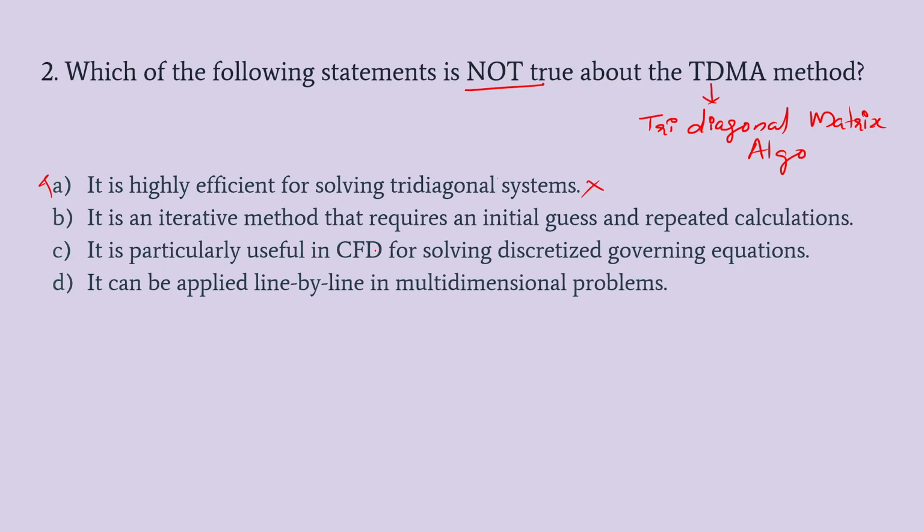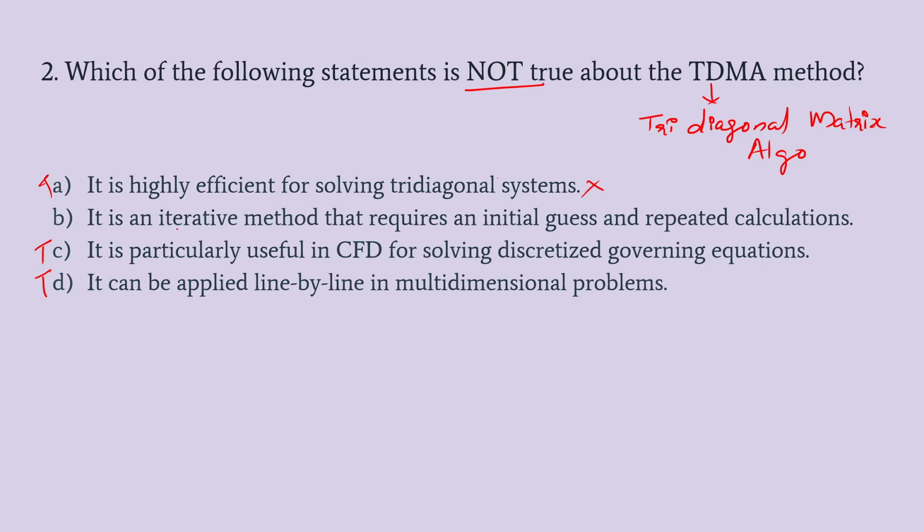It is particularly useful in CFD for solving discretized governing equations. So if it was not useful in CFD, we wouldn't be studying that. So again, it's a true statement. Option D: it can be applied line by line in multi-dimensional problems. That's again how it is done. It's a line by line procedure. So the fourth option is again true.